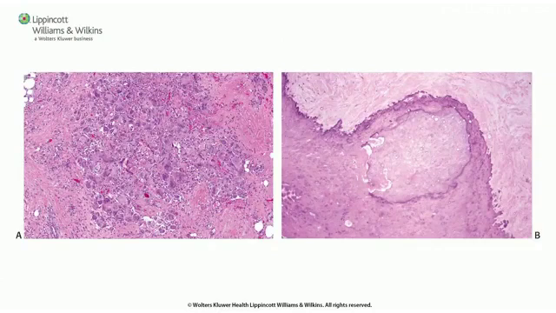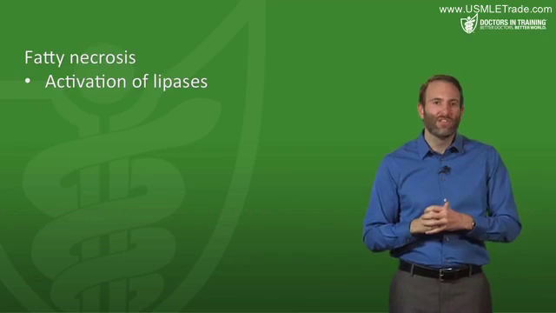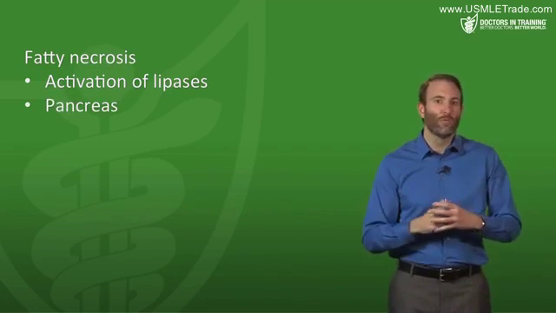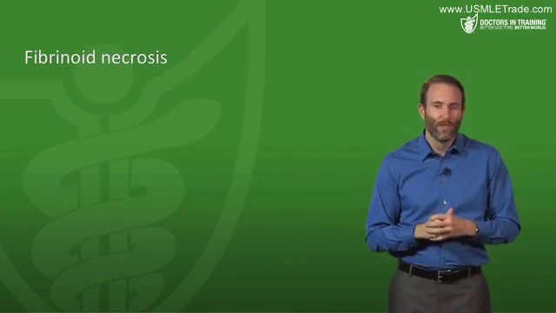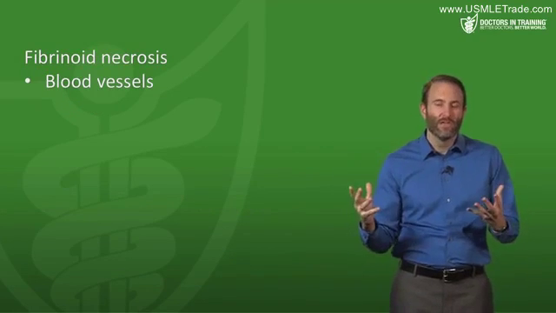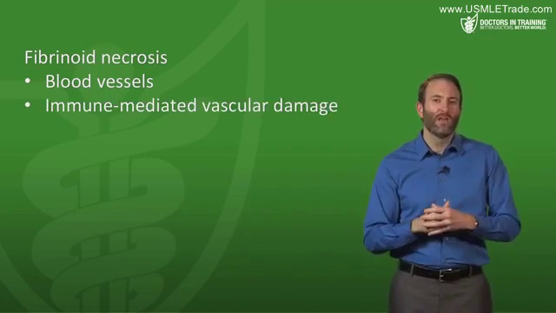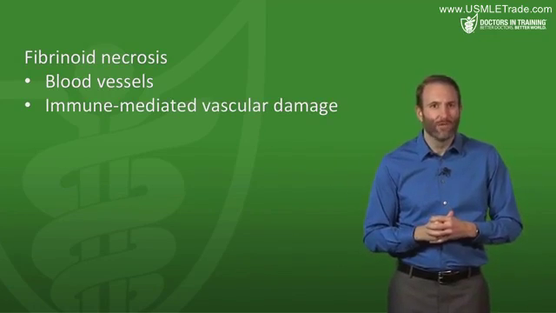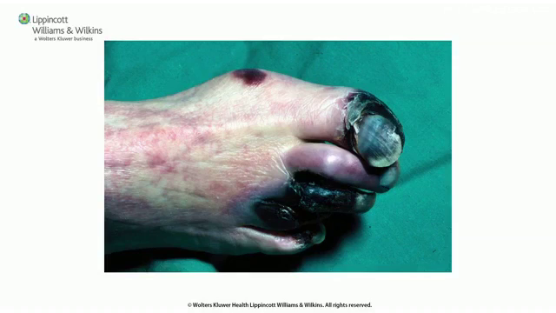Next, we have fatty or fat necrosis. This results from the activation of lipases and can be seen with pancreatitis, can also be seen in subcutaneous tissues as well. Next, we have fibrinoid necrosis. So this is in blood vessels, so think vascular things. So this is caused by autoimmune or just immune-mediated vascular damage. And then we have gangrenous necrosis.